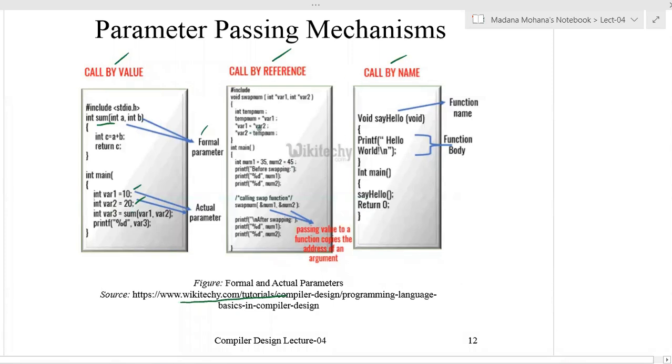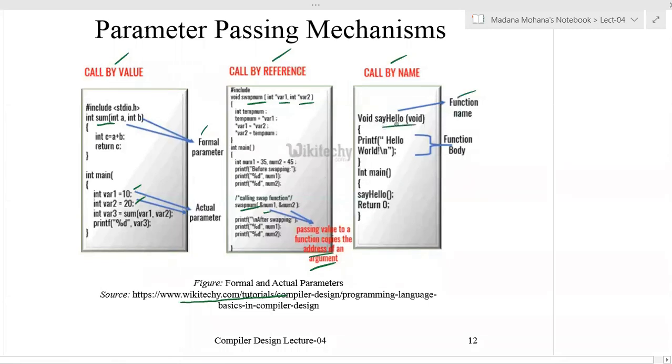Then call by reference, here you can see the swap number function, it contains int pointer variable 1 comma int pointer variable 2. Now here we are calling the swap function using reference, that is address, ampersand number 1 comma ampersand number 2. Ampersand is used to refer to the address of number 1 and number 2. So passing values to a function copies the address of an argument. This is called call by reference. Whereas call by name is simply by using the function name.